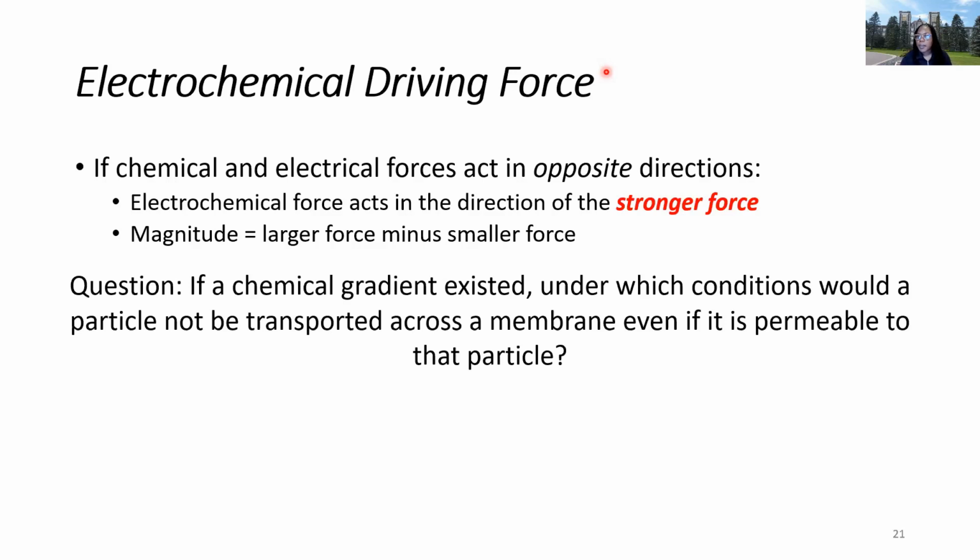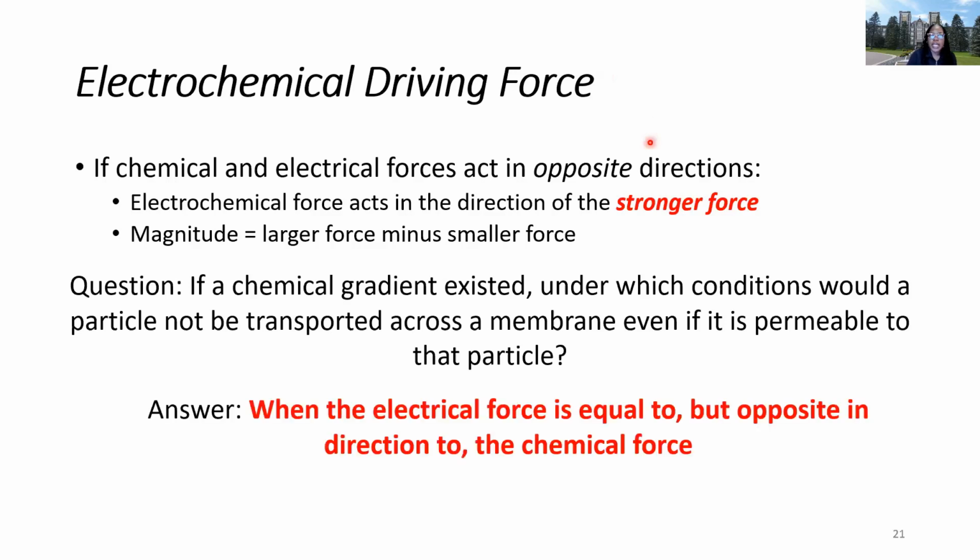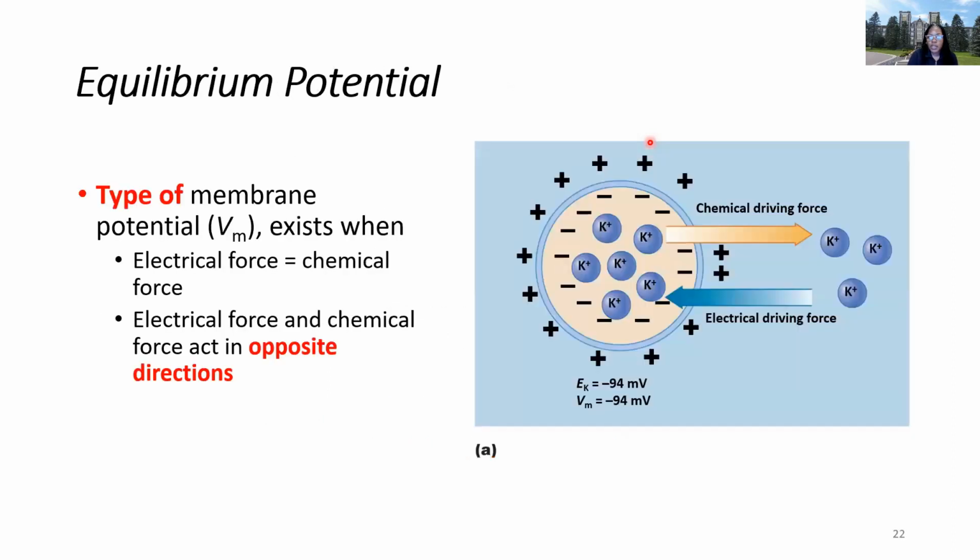And that is actually a phenomenon that we study, and that is called the equilibrium potential. All right. So when the electrical force is equal to but opposite the direction of the chemical force, there's no net movement. In other words, the ECDF, the combined electrochemical driving force, is zero, and so the particle doesn't move. So that, as we described, is called the equilibrium potential. Right? It's the specific membrane potential value when the electrical force is equal to but opposite the chemical force, and so we see zero movement of said particle.